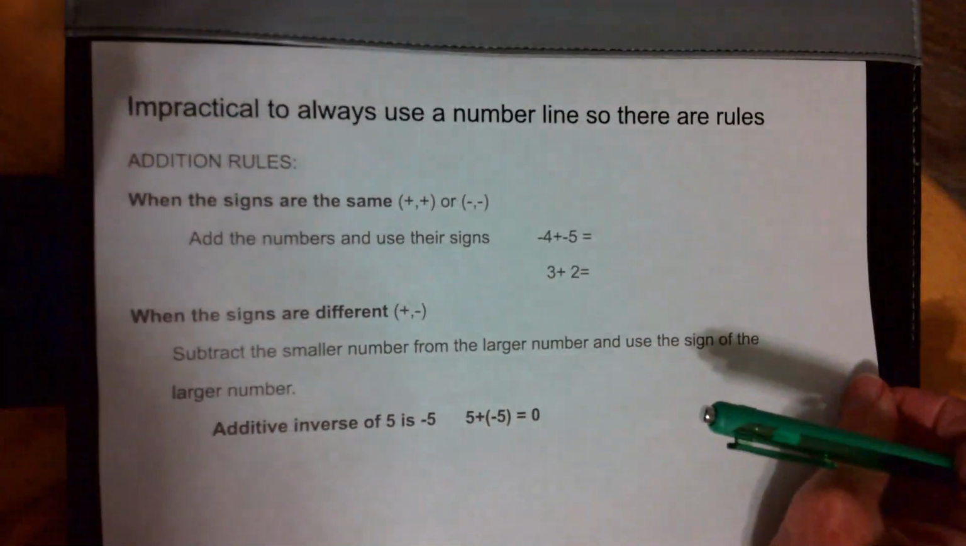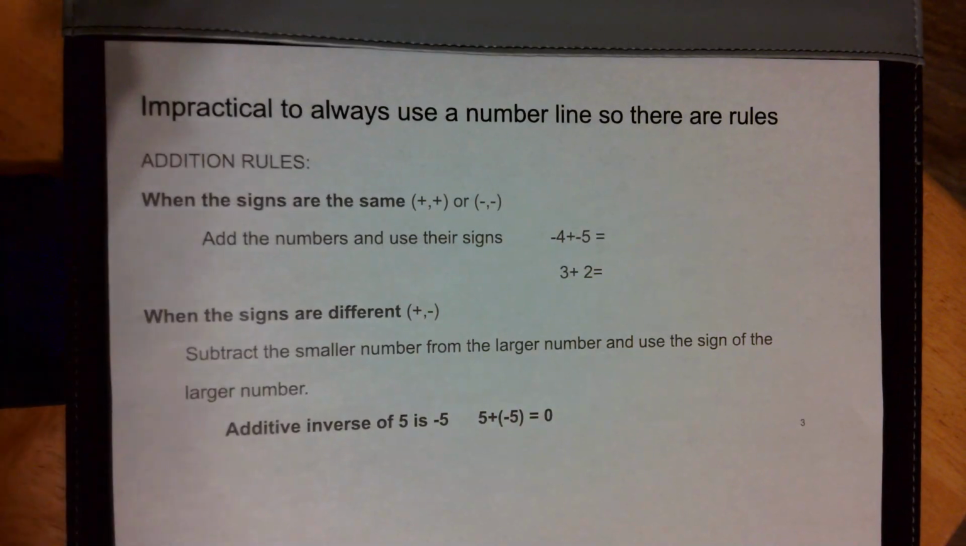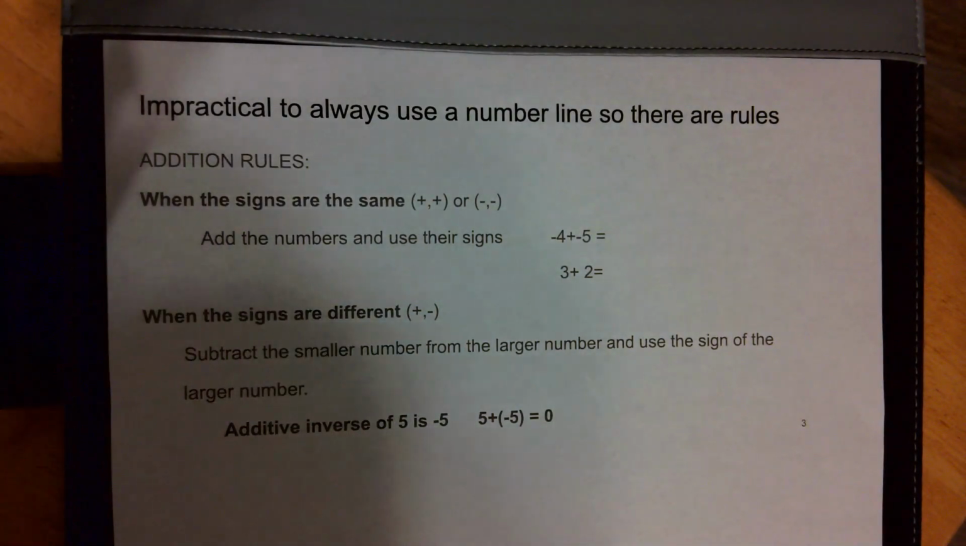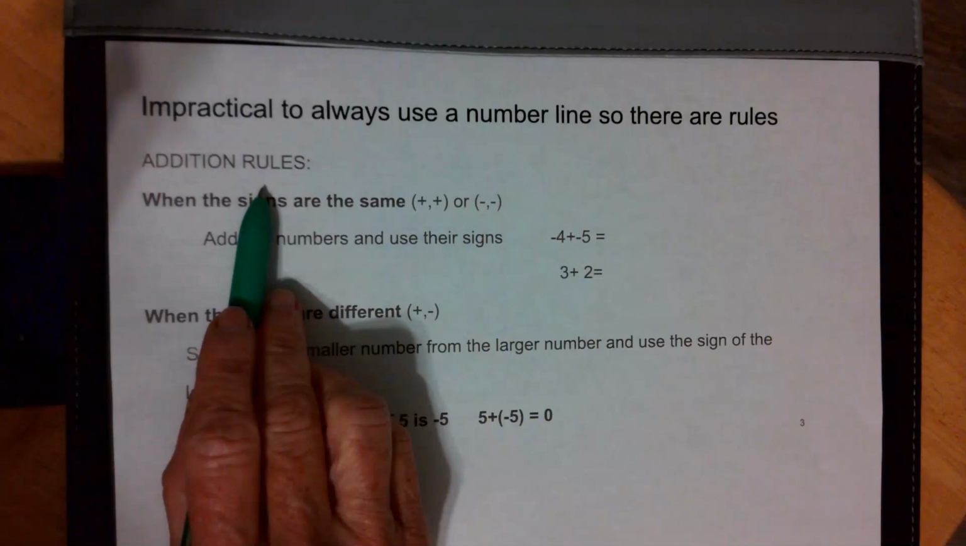It's kind of impractical to always use a number line because you might have numbers that are too big to put on a number line, or you might not have time to draw a number line every time. So there are set rules that you're going to use when you add positive and negative whole numbers. So the addition rules are this.